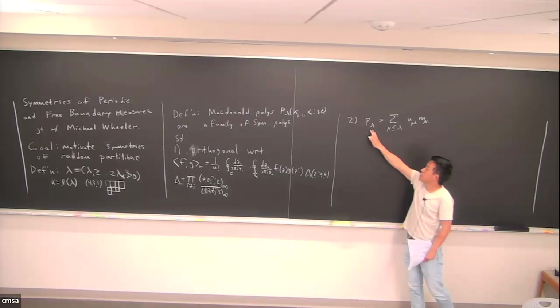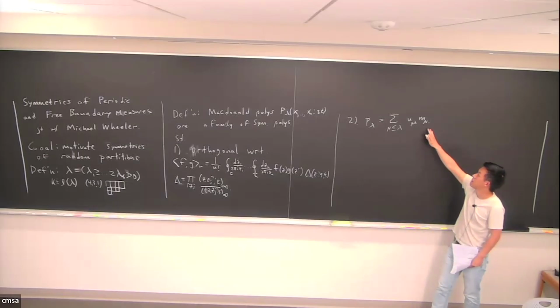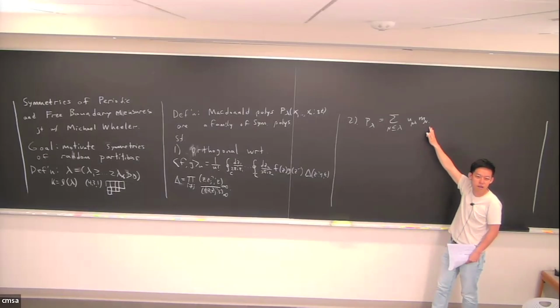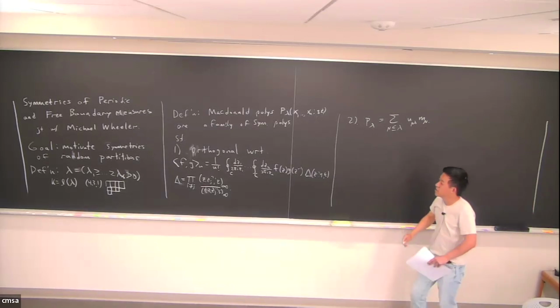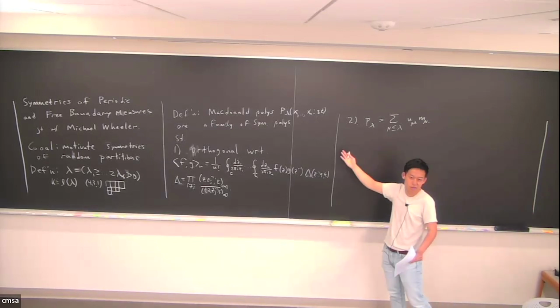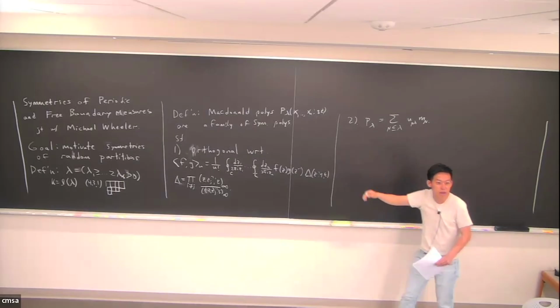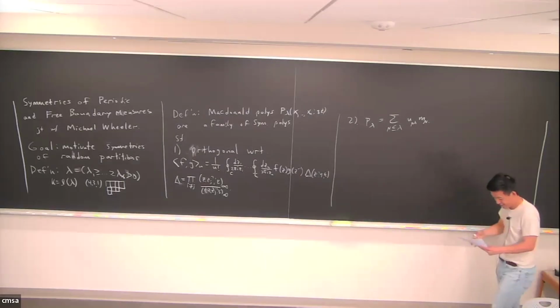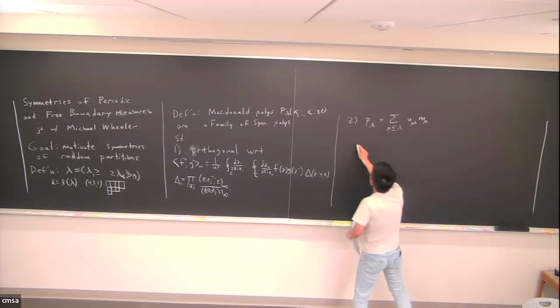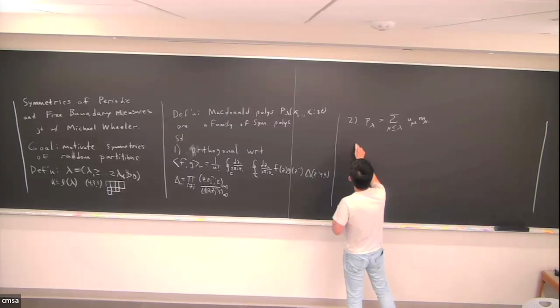And the point is that you can think of the p lambda as being obtained from these simpler objects by some sort of Gram-Schmidt process. This is what these two properties are saying. It's not obvious that these two properties characterize a unique family of symmetric functions. This has to be shown, but we're just going to assume that they exist and are uniquely defined. And to fix the normalization, we'll set u lambda lambda equal to 1.